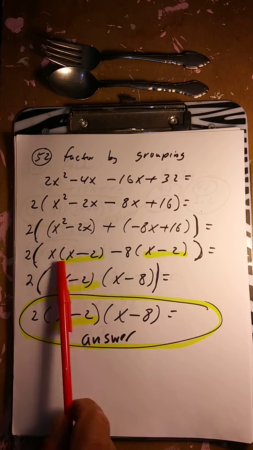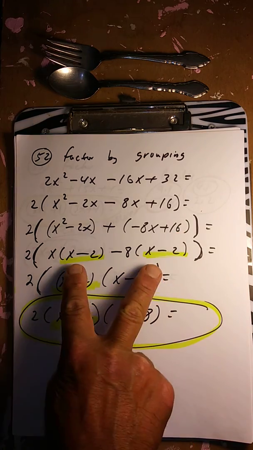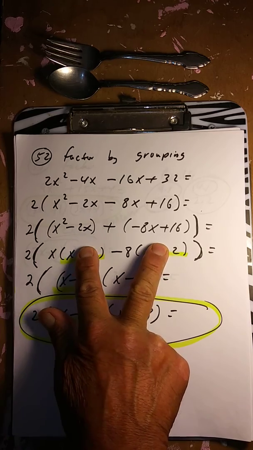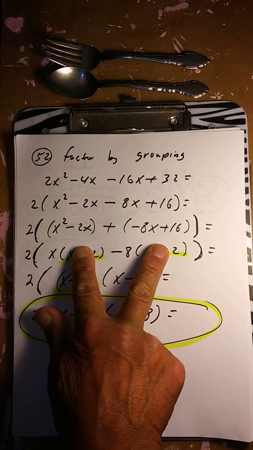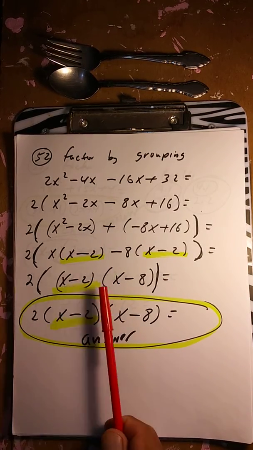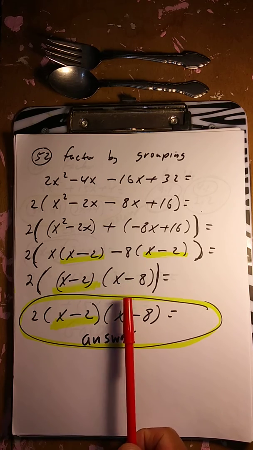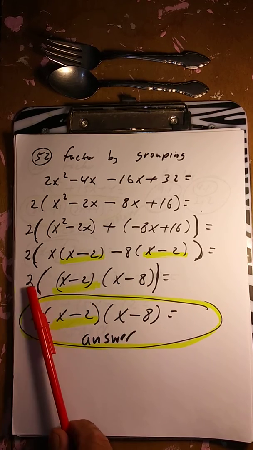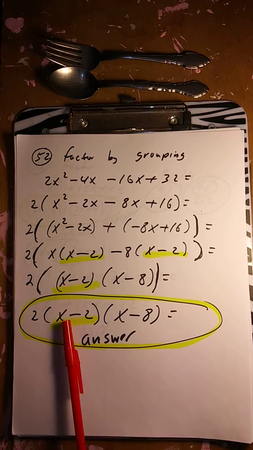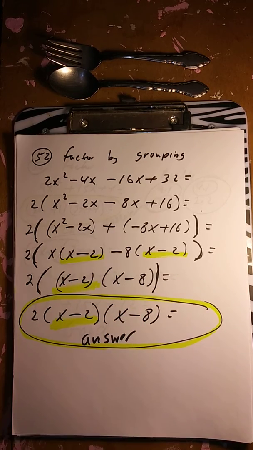Now notice we have these two right here are matching. So if I take them out, what's going to be left over is x minus 8. So you have x minus 2, parentheses x minus 8. Now we have, take all this off, 2 times x minus 2 times x minus 8.